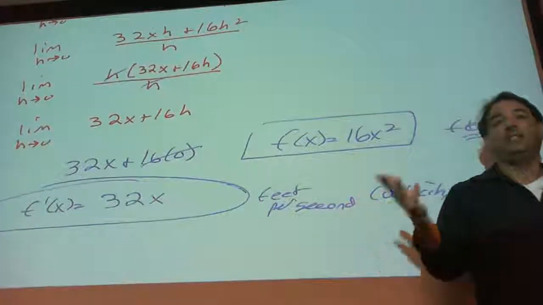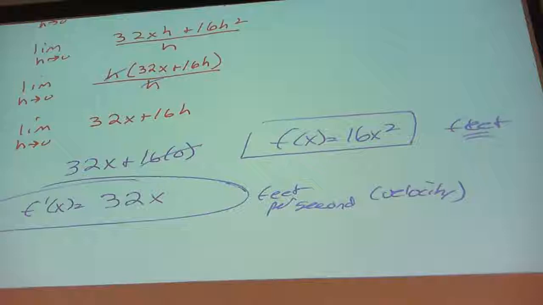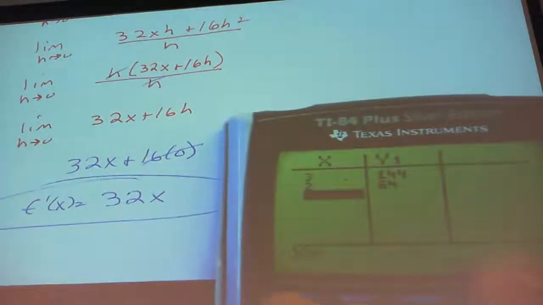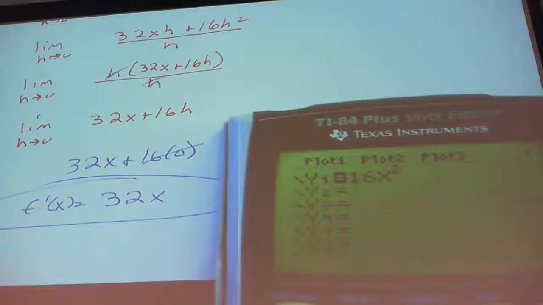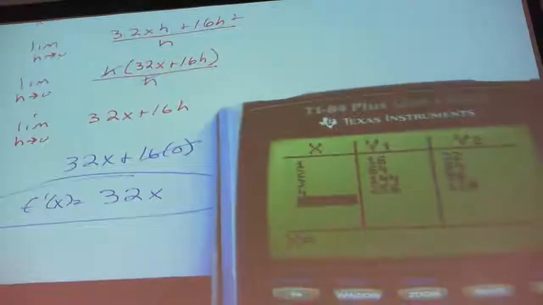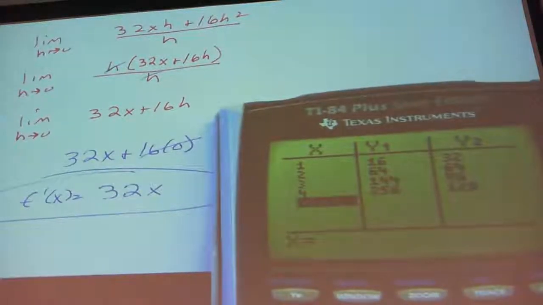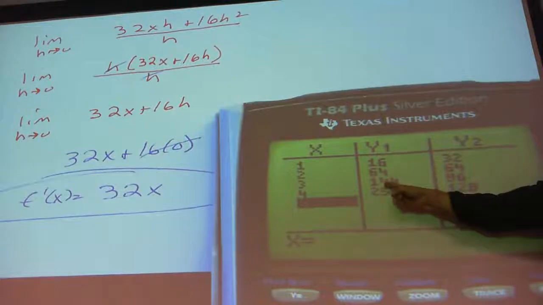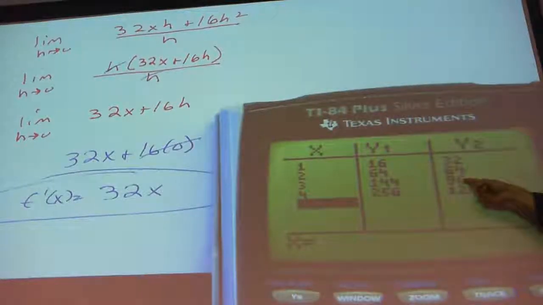You tell me how many seconds, I'll tell you how many feet away it is. So if I was to put this in my calculator, 32x, you can plug in 1, 2, 3, 4. The first one will tell me how many feet away the ball is. The second one tells me how fast it's traveling.